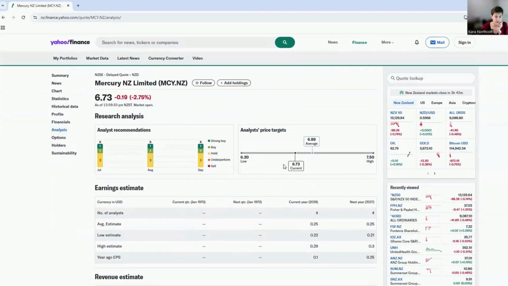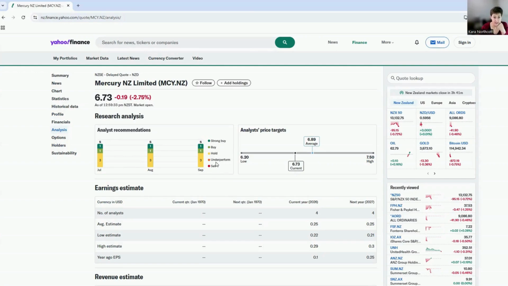And this is what the researchers have recommended. For Mercury Energy, they're saying that there have been 4 analysts here, and basically the current share price you can see here is $6.73. On average, the analysts have worked out that it should be around $6.89. And there is a little recommendation here as well.